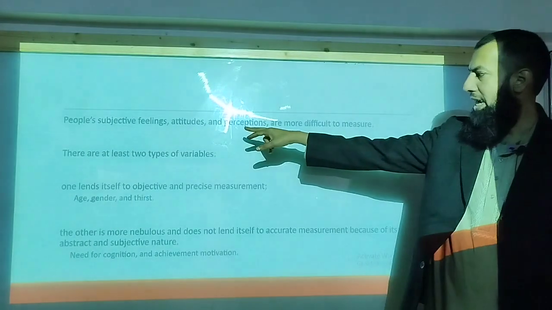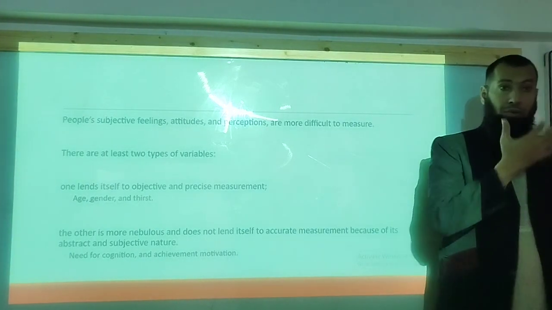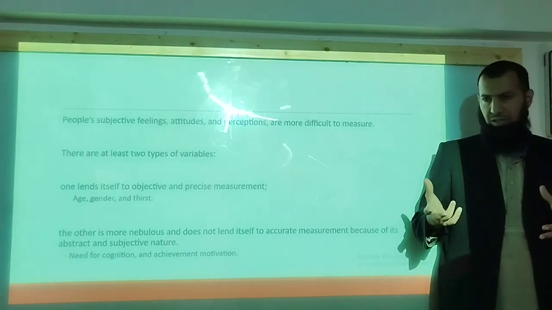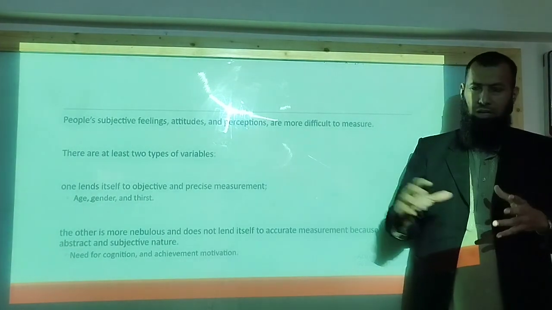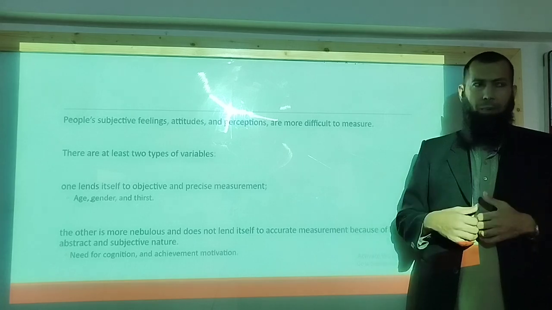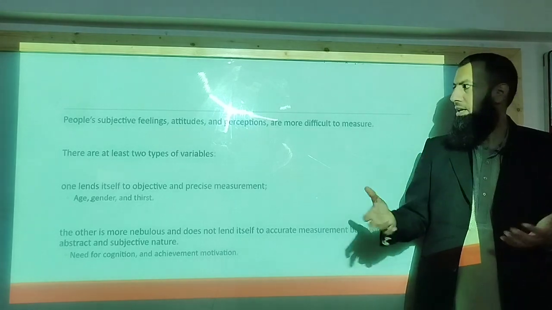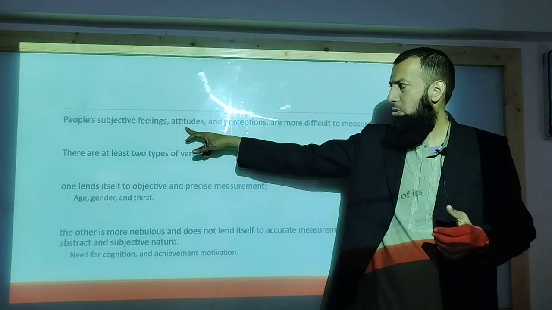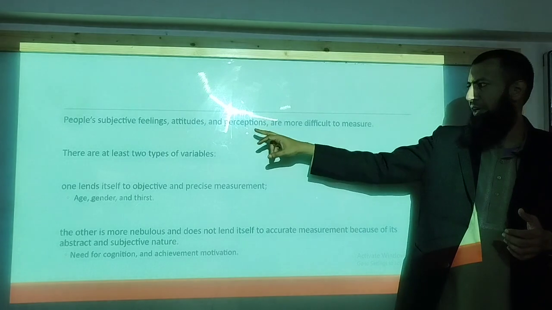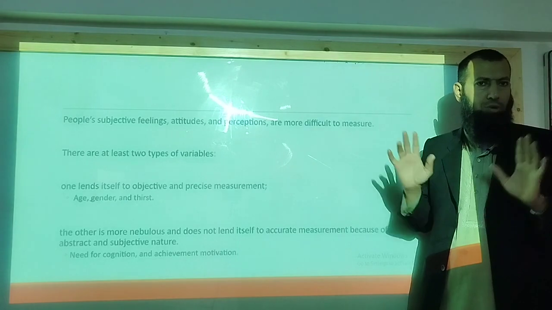People's subjective feelings, attitudes and perceptions are more difficult to measure. We need to understand there are different kinds of variables. Some variables show emotions like happiness, or perception about anything, about shopping, about impulse buying, about learning. There is an attitude which is also connected. There is a feeling. So subjective feelings, attitudes and perceptions are more difficult to measure. They cannot be measured by a single question.